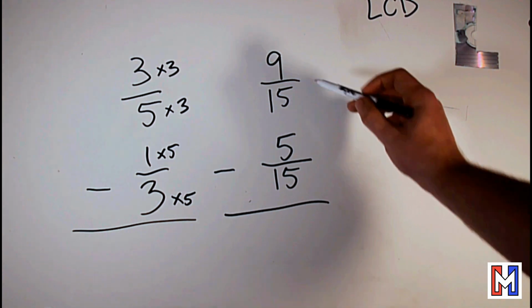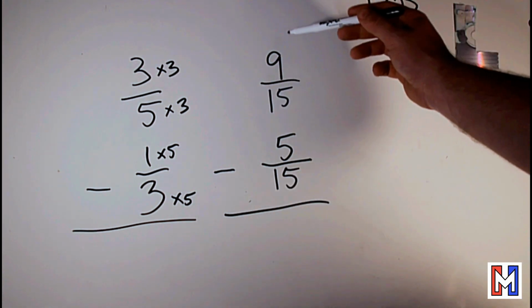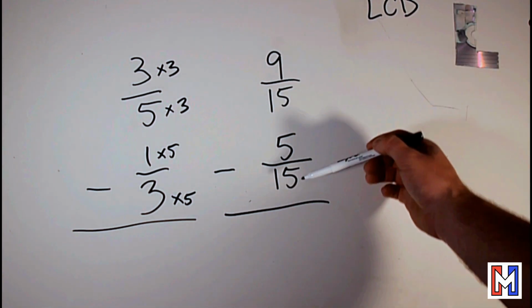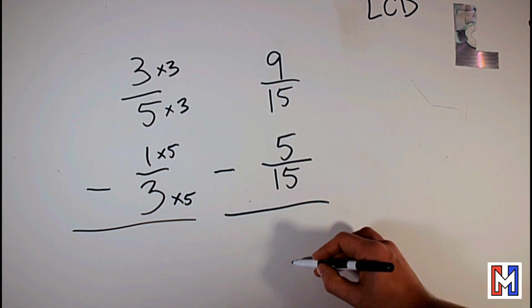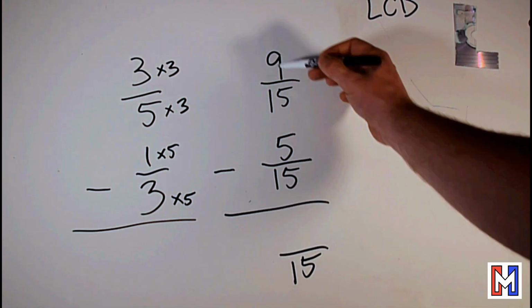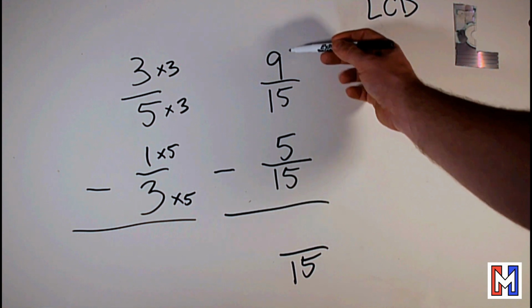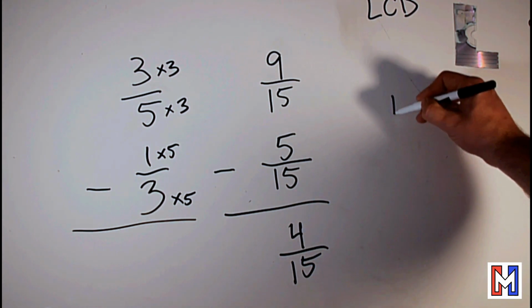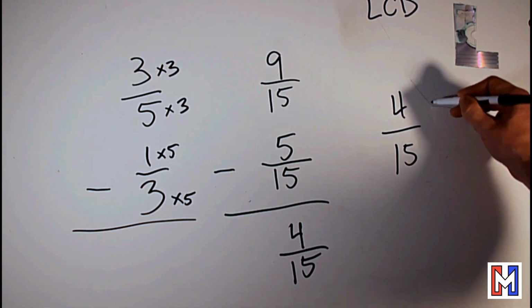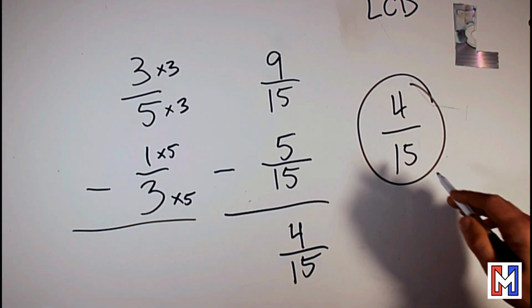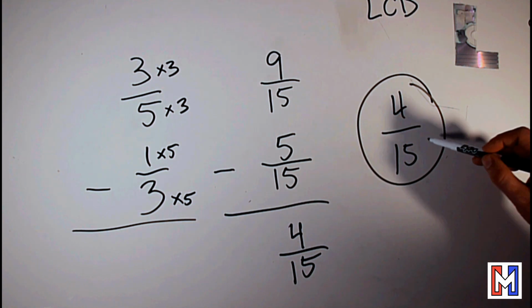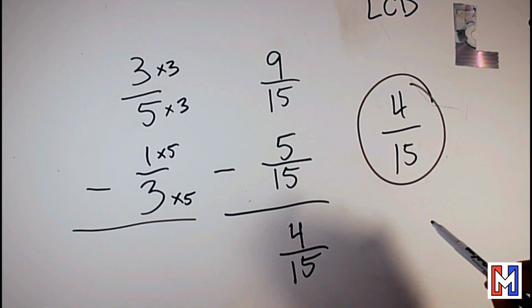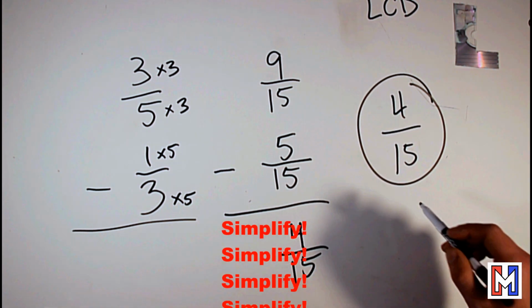All right, so now we can subtract these two fractions because they have the same denominator. So our denominators stay the same. However, our numerators, we're going to subtract. 9 minus 5 is 4. So our answer is 4/15. Now we always want to make sure that when we're looking at this, we see if there is a way of simplifying. Put in simplest form.